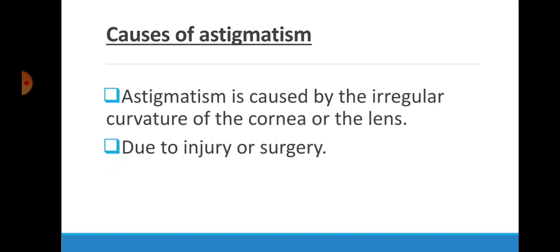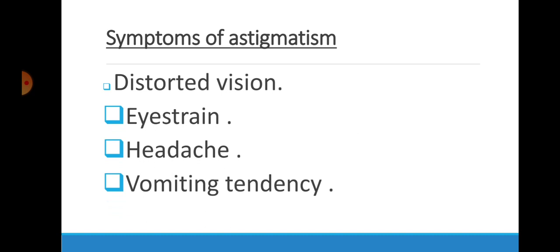Now what are the causes of astigmatism? Astigmatism can be caused by irregularities of the curvature of the cornea or the lens. It can also be due to an injury or surgery. So what will be the symptoms of astigmatism? First of all, distorted vision. The patient will have problems seeing distant objects as well as near objects because the object will appear in a distorted manner. He will also feel eye strain, headache or vomiting tendency. That means asthenopic symptoms will be seen.